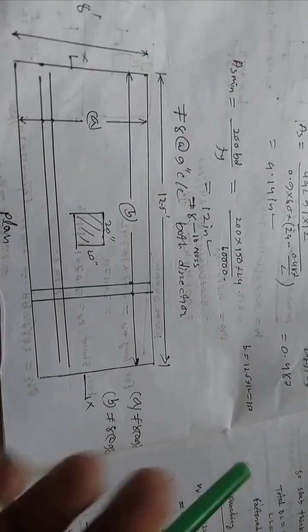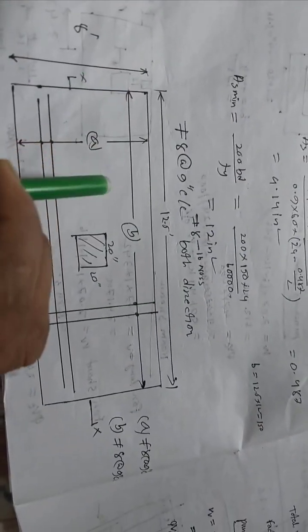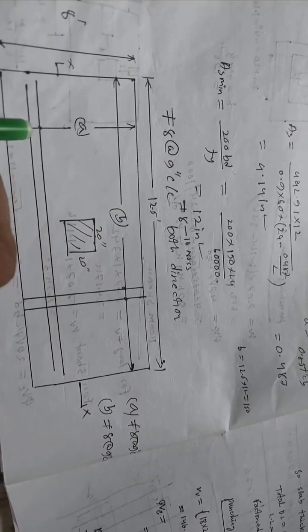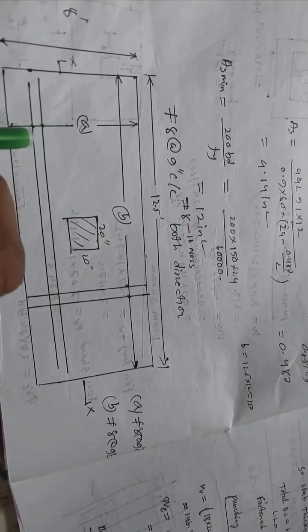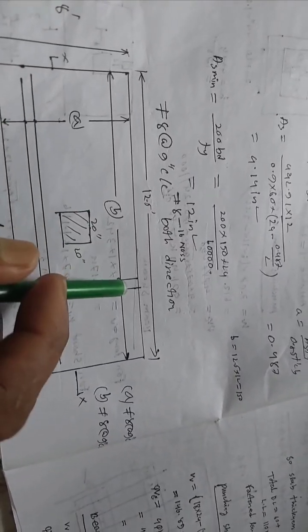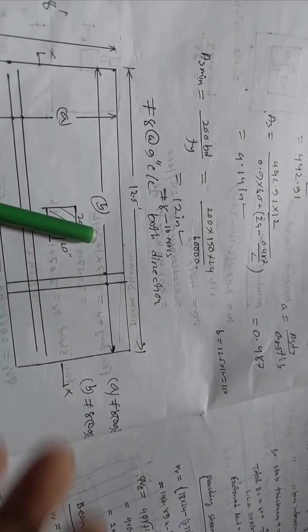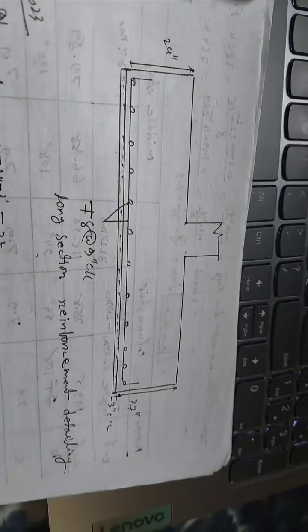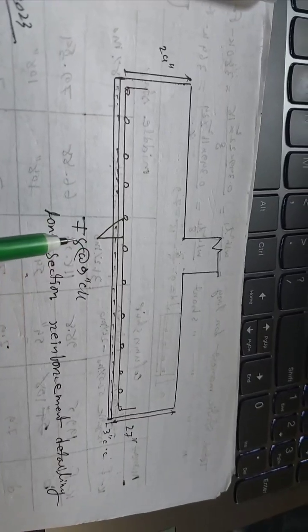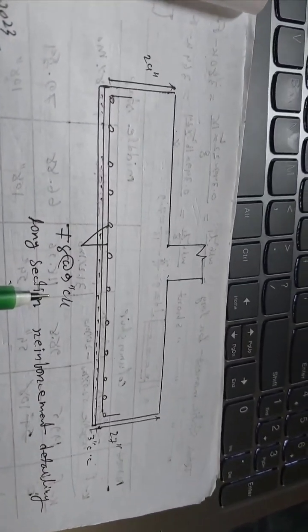Plan of the footing: length 12.5 feet and width 8 feet, and here A and B. Along axis A, 8 number 9 bars at 9 inch center to center, and along B use 8 number 9 bars at 12 inches center to center. Here is the reinforcement detailing: 8 number 9 bars at 9 inch center to center, both directions.